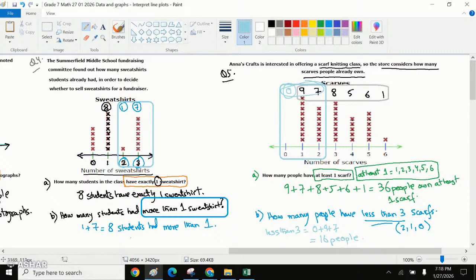Thank you, Michael. For the second part, it says how many people have less than 3? The 0 scarves were owned by 0 people, 1 scarf was owned by 9 people, and 2 scarves were owned by 7. So when we add them, it becomes 16. That means 16 people owned less than 3 scarves. Okay?